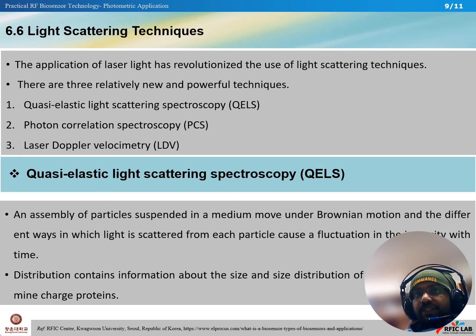Quasi-elastic light scattering spectroscopy is actually an assembly of particles suspended in a medium that move under Brownian motion, and the different way in which the light is scattered from each particle causes a fluctuation in the intensity with time, and this contains information about the size and the size distribution of the particles.